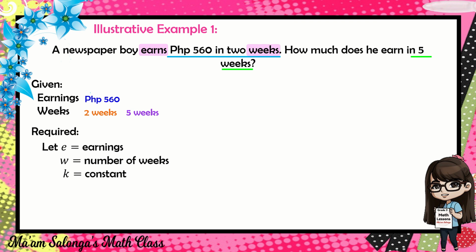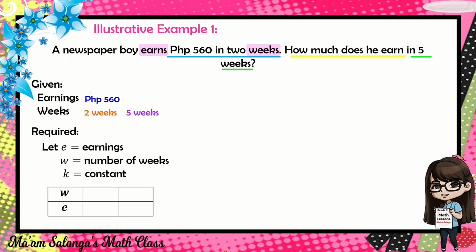You assign the variable for the quantities. So, let E be equal to earnings, W be equal to number of weeks, and K be equal to the constant. You also create a table that will place the quantities. Let's have E and W.